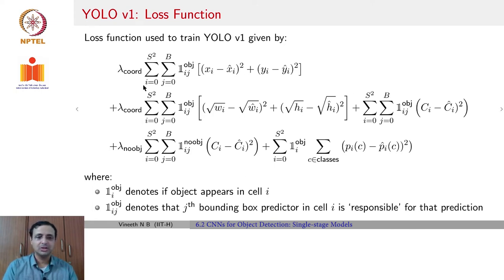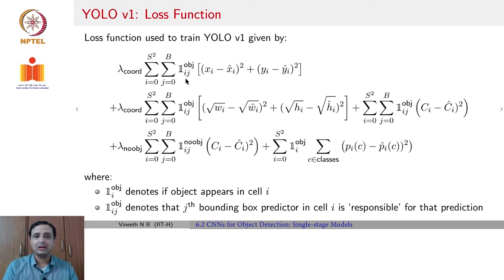So the first term, let me first explain these indicators here. 1_ij^obj indicates if the jth bounding box predictor in cell i is responsible for that prediction. Remember, every cell predicts B bounding boxes. So ij here corresponds to the jth bounding box predicted by the ith cell, and 1_i denotes if an object appears in cell i.